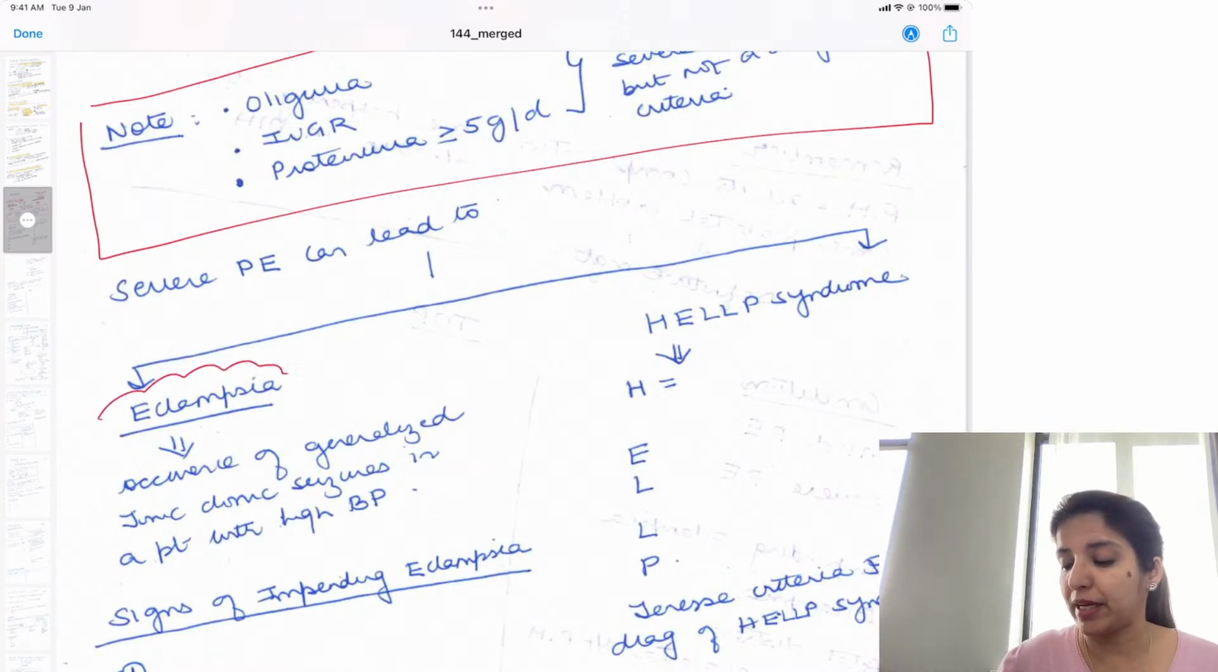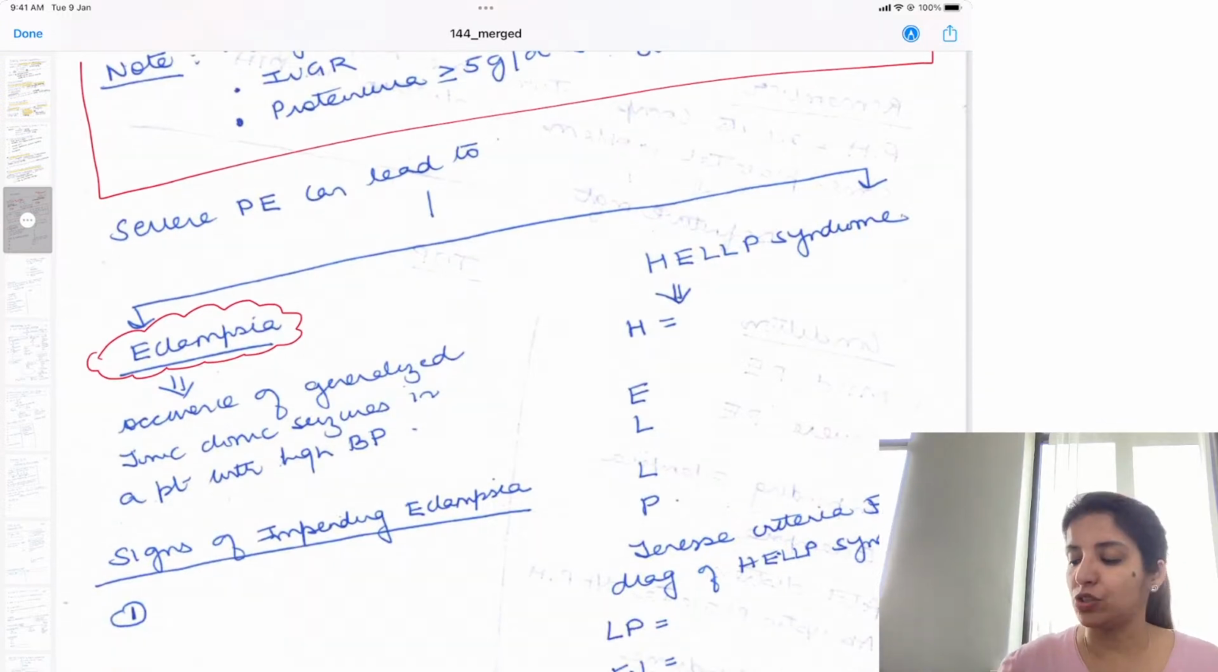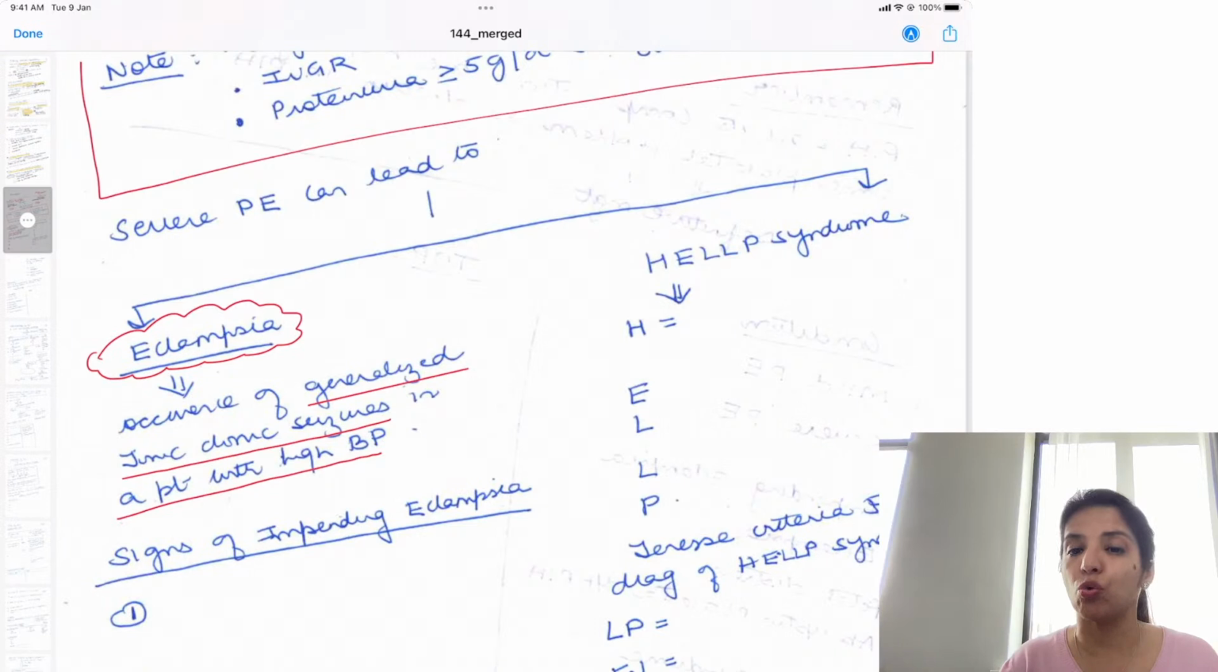Number one, in severe preeclampsia patients, you may get eclampsia, right? Now, what is eclampsia? Eclampsia is the occurrence of generalized tonic-clonic seizures in a patient with high BP. So, in a patient of high BP, if you get generalized tonic-clonic seizures, then that is what is called eclampsia. इसका मतलब ये हुआ कि severe preeclampsia के patient में patient any time can throw convulsion and she can become eclampsia, right? Because eclampsia is a complication of severe preeclampsia.